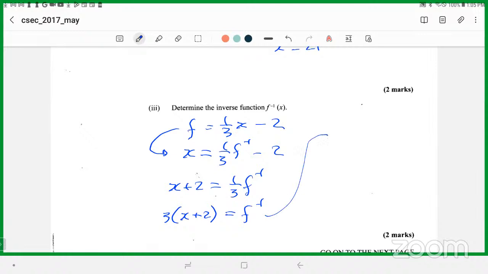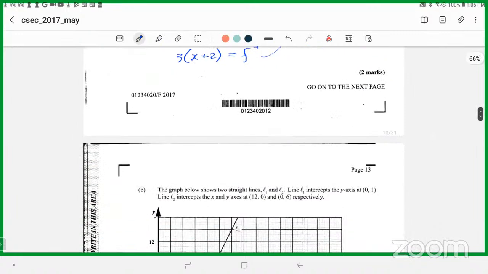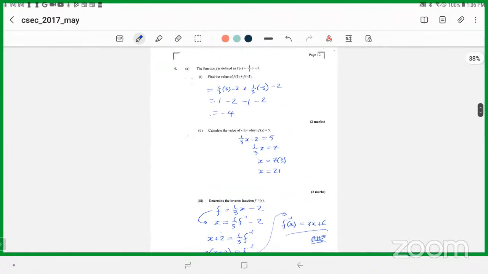If I continue up here, we can expand this. I don't have to expand it. We can just write the f to the minus 1 of x now equals this thing, which you can expand as 3x plus 6. That's the answer right there. Anything else on this question? Nope. That's it. All right, guys.